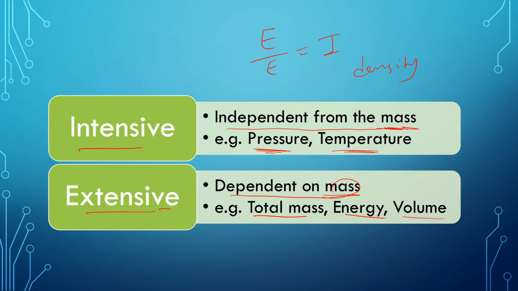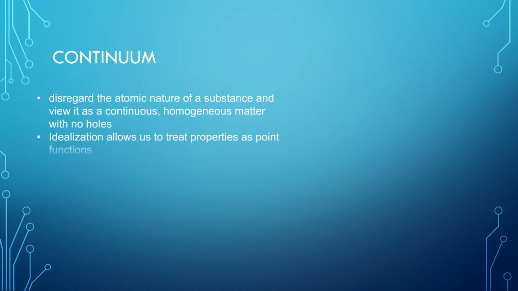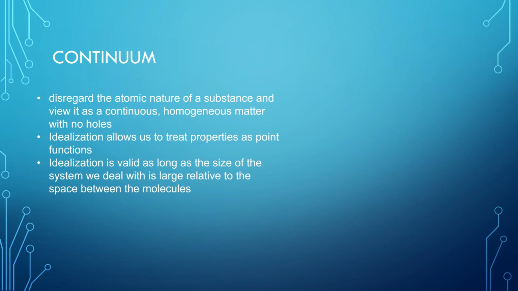Now let's talk about the continuum before we end this video. We all know that matter is made up of atoms that are widely spaced in a gas, and it is very convenient to disregard the atomic nature of the substance and view it as continuous, homogeneous matter with no holes, and that's called the continuum. This idealization allows us to treat properties as point functions, and assume properties vary continually in space with no jump discontinuities.